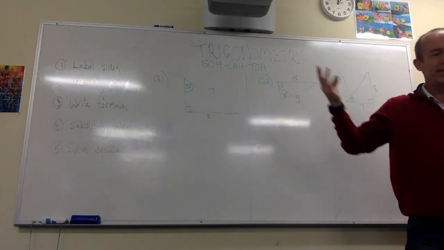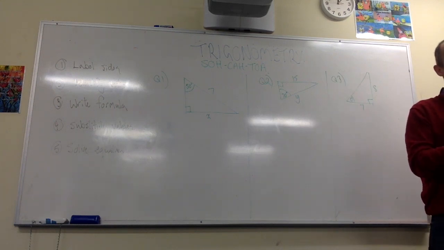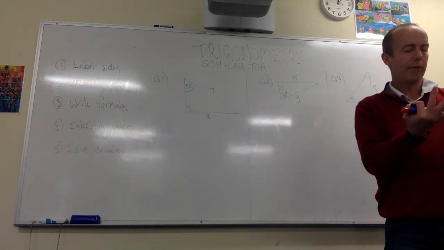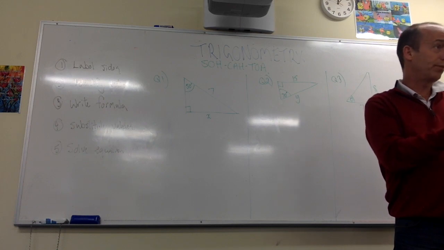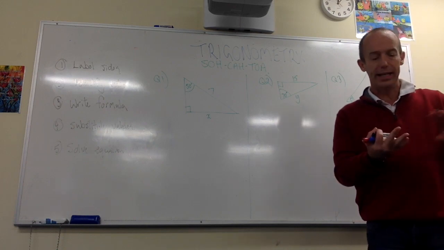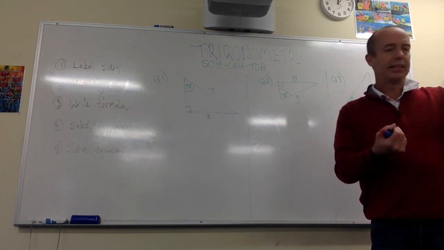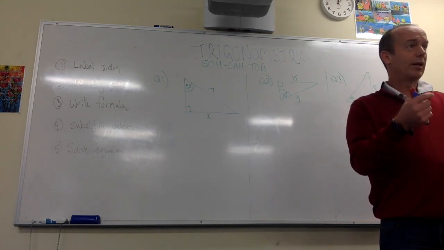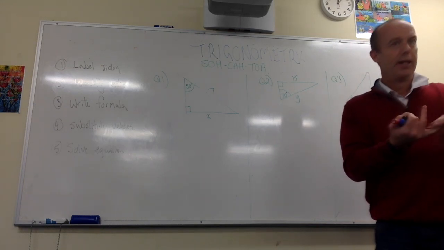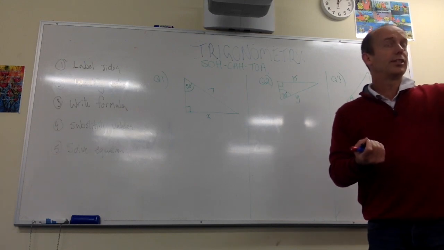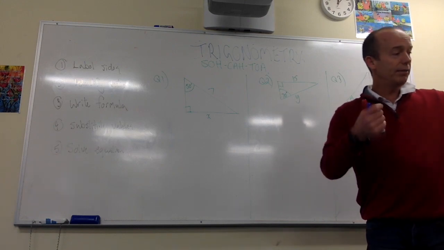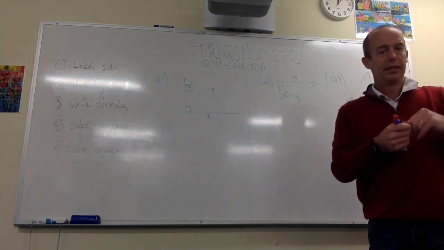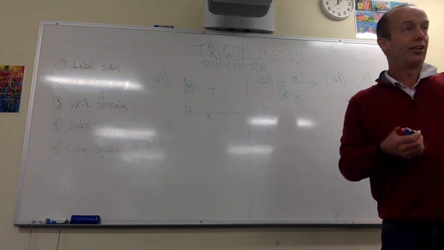Looking at trigonometry, and so far we have been able to label sides, we've been able to work out whether we need sine, cos or tan, and then we can substitute values in and solve the equation. So far we've looked at when we solve equations that have the unknown in the numerator or the unknown in the denominator.